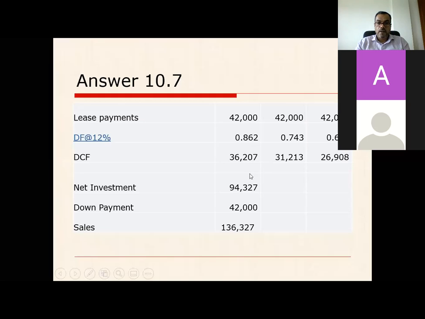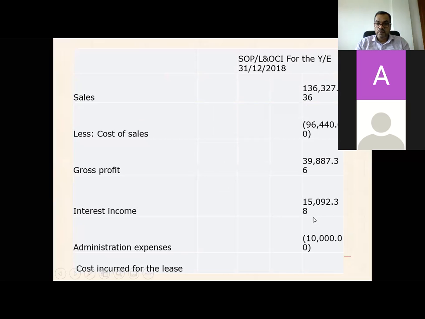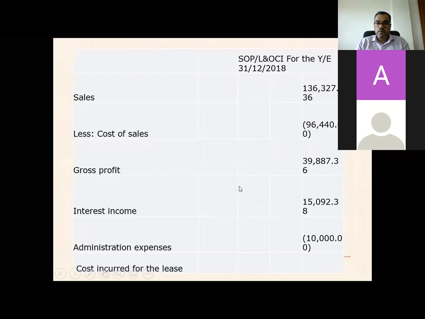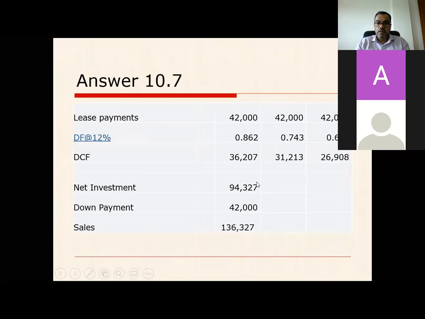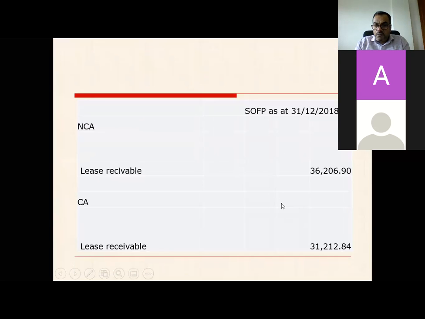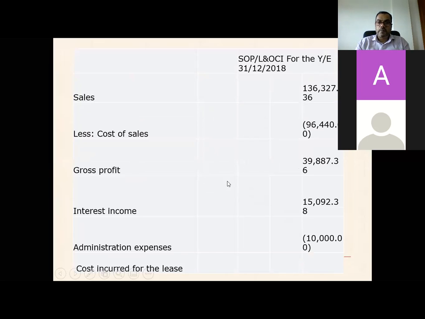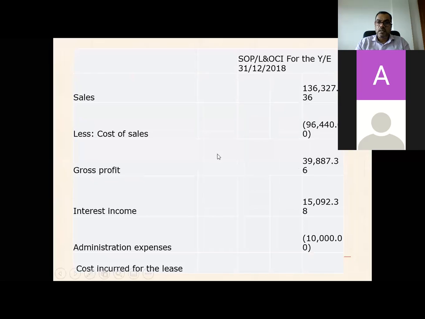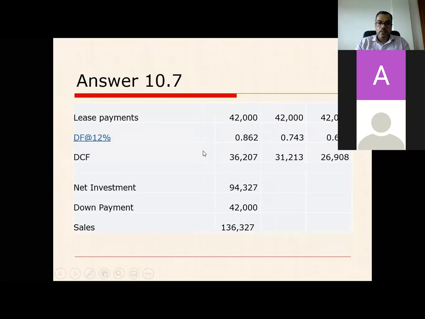Sorry, next year's interest would be 16% on this 94. How much is it? 15 something, right? Sorry, that is for 20. Sorry, statement of financial position as of 31/12/2018. This is 18. Yeah, this is 18.